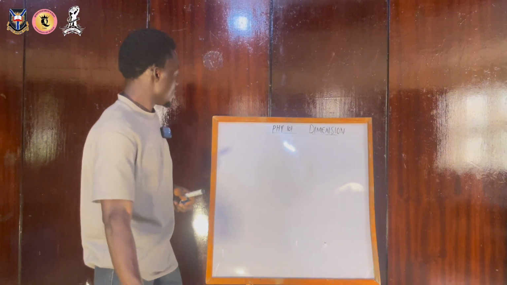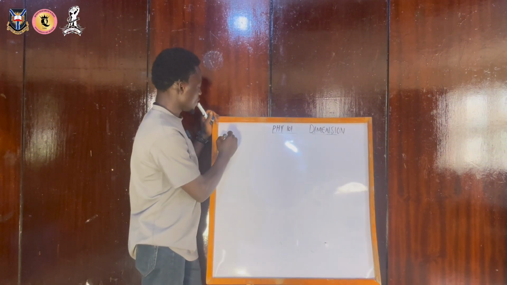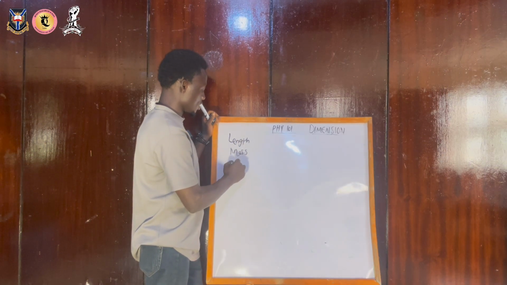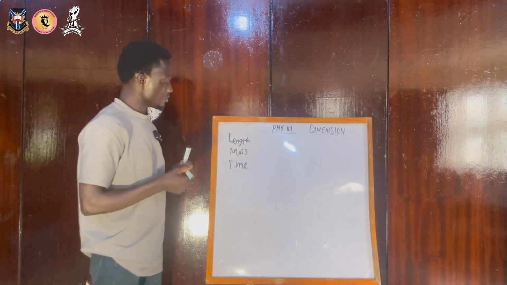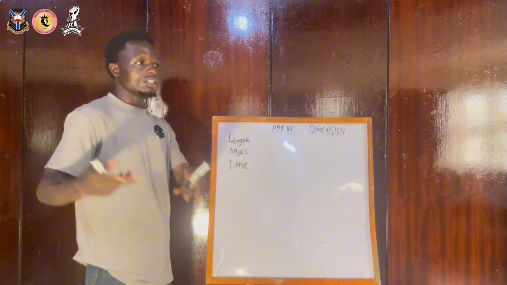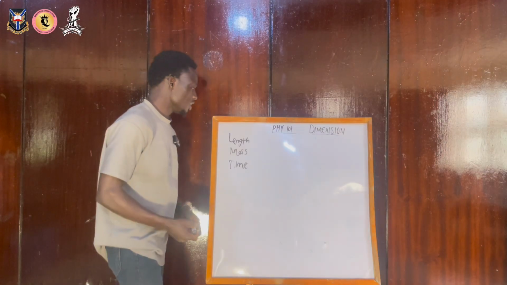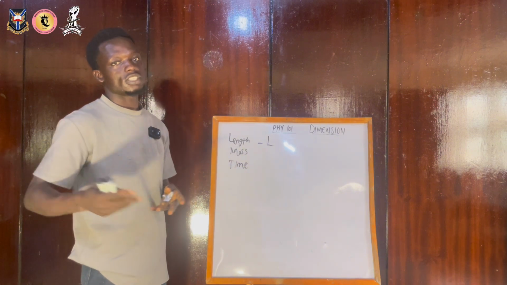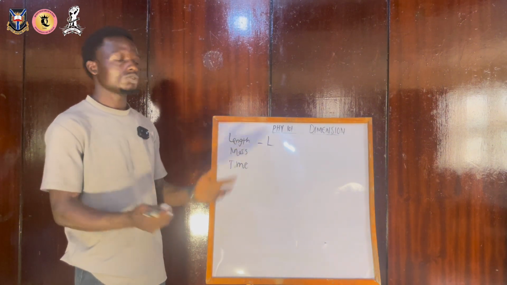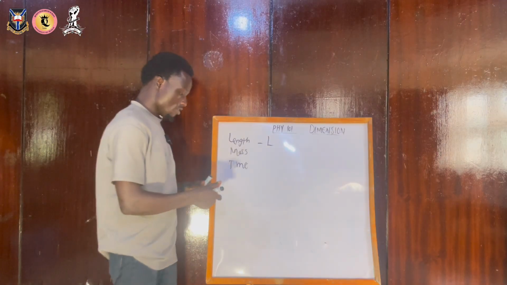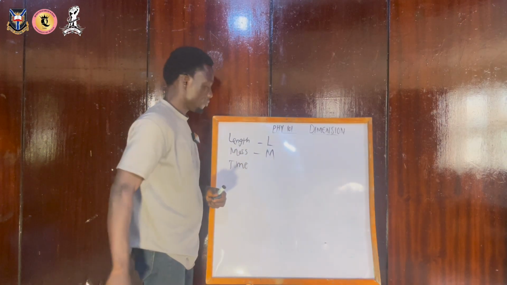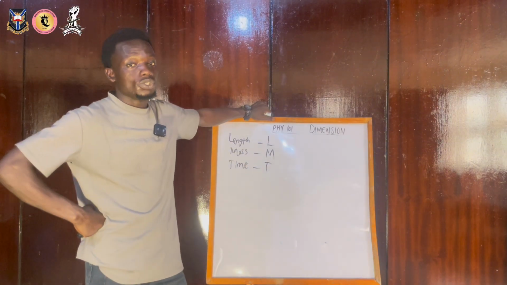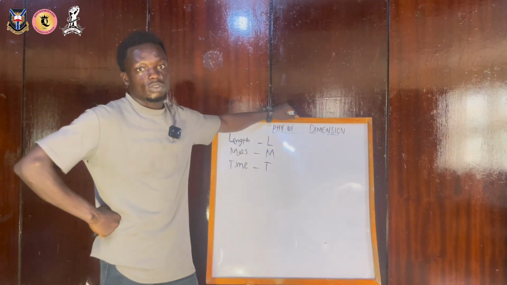Now, for instance, the three fundamental quantities I was talking about initially are what? Length, mass, and time. So these are the three fundamental quantities whose dimensions we use to find the dimension of a particular quantity. For length, the dimension is L. All categories of length, whether distance or radius or displacement or height, fall under length. For mass, we have capital letter M, and for time, we have capital letter T.